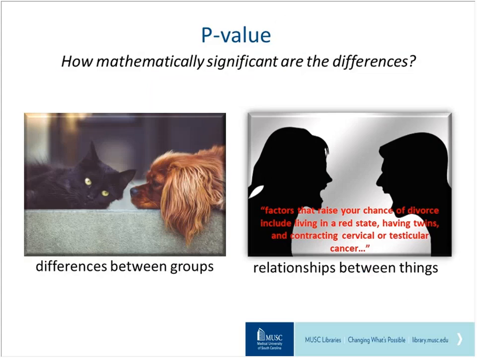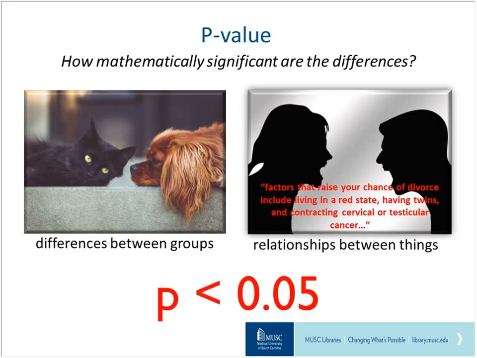As I said, we were going to get back to p-values. A p-value is used to tell you how mathematically significant differences are between groups, or how significant the relationship between two things is. When you're looking at healthcare literature, there is a threshold that you're focused on, and that's a p of less than 0.05. So what does that really mean, and how do you describe that?